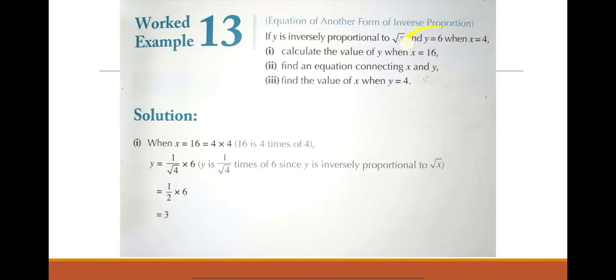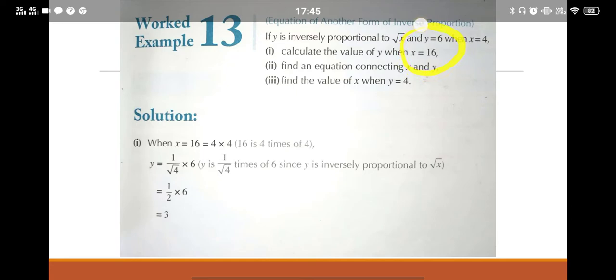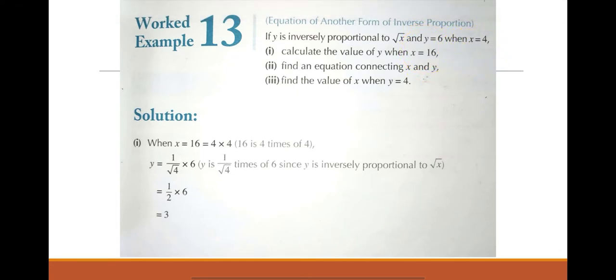Now we do the same thing as we did before, which is we just write the equation directly, y equals k over square root of x, and then we put in the value of y and x into the equation. So let's get back to the question first. y equals 6 and x equals 4. So we put in this 6 and 4 into the equation, here and here.